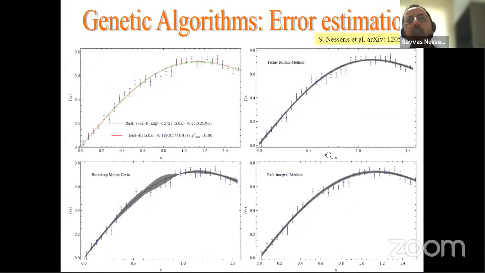Okay, and then we have also tested that this so-called path integral approach works quite well. We compared it with Fisher matrix methods and bootstrap Monte Carlos, and the results we get from the genetic algorithm are comparable. We don't get crazy big or crazy small errors. So this approach has been well tested. You can see some results in the paper. I don't want to waste any more time, and we can discuss later if you have some doubt.